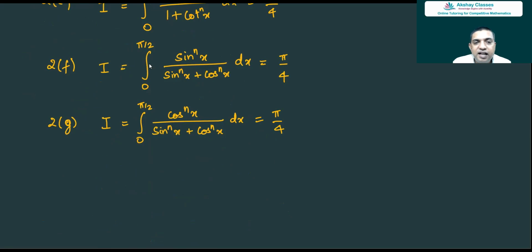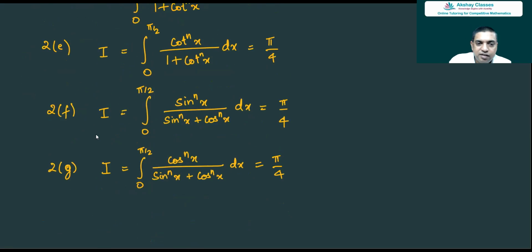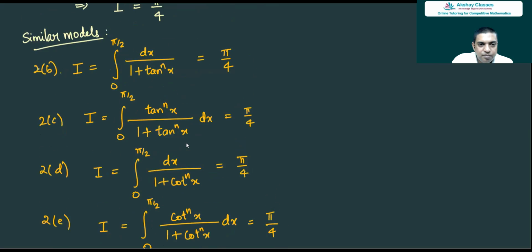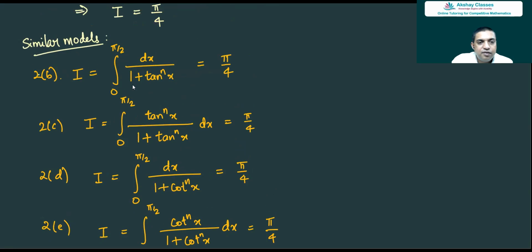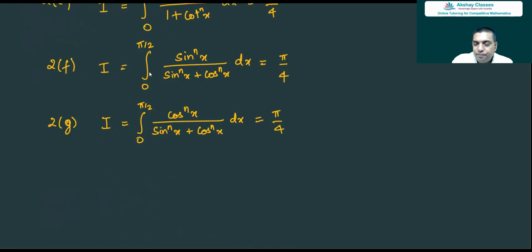So sometimes this n is given as half, that is under root sin x upon under root sin x plus under root cos x. So when you see that under root sign, don't get confused. This is just the standard form. Okay.